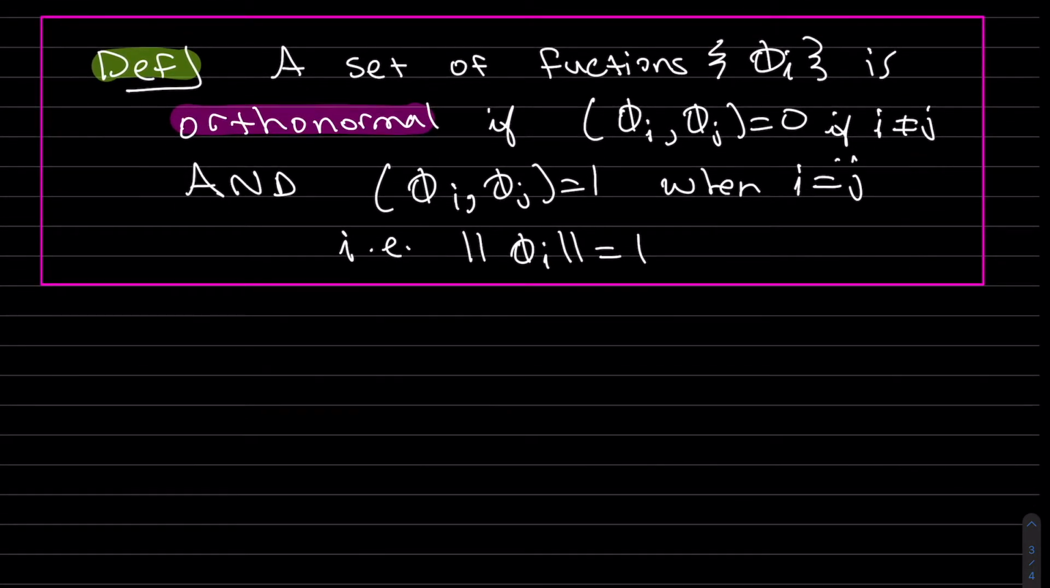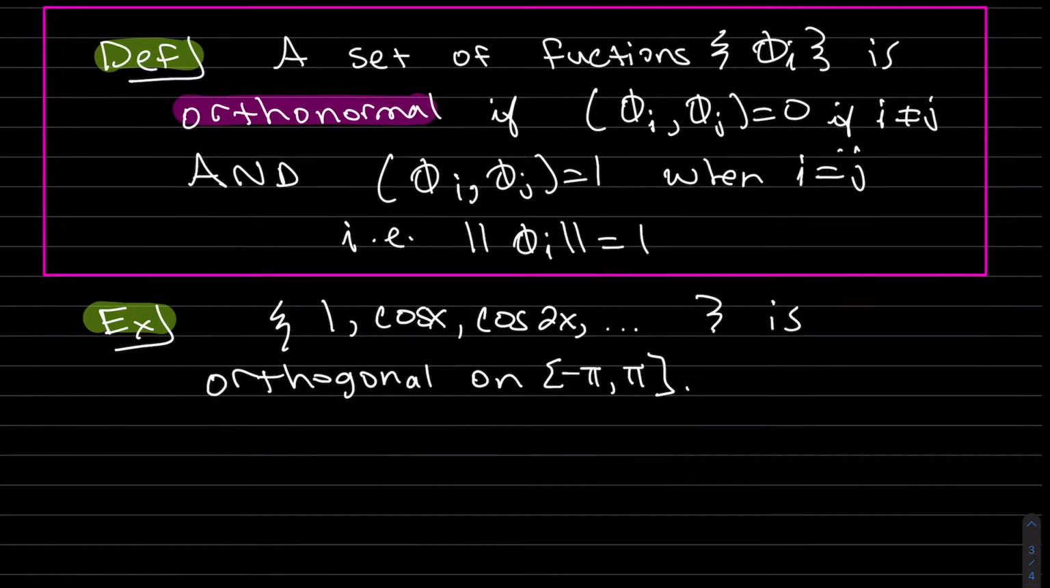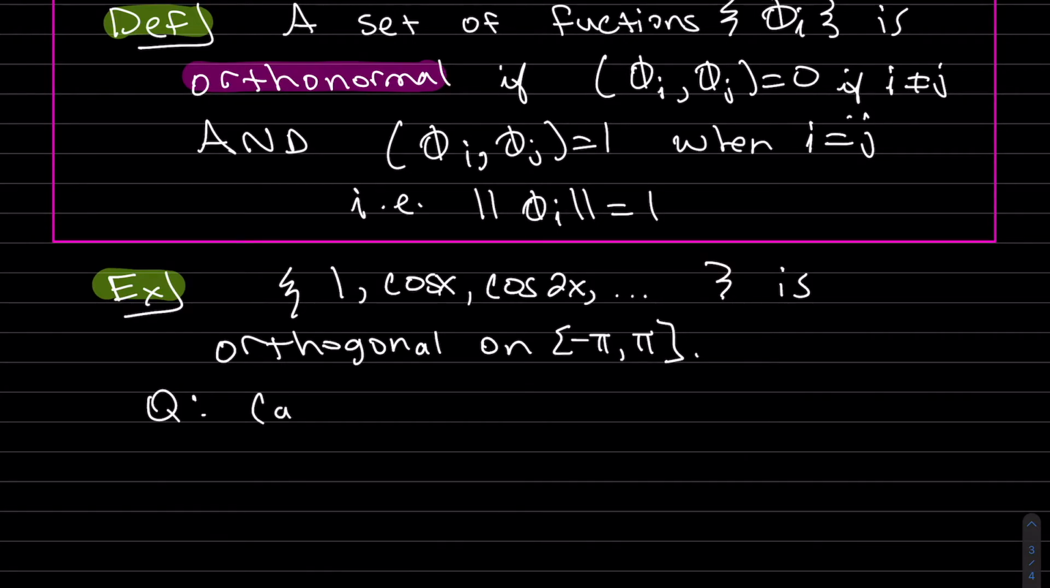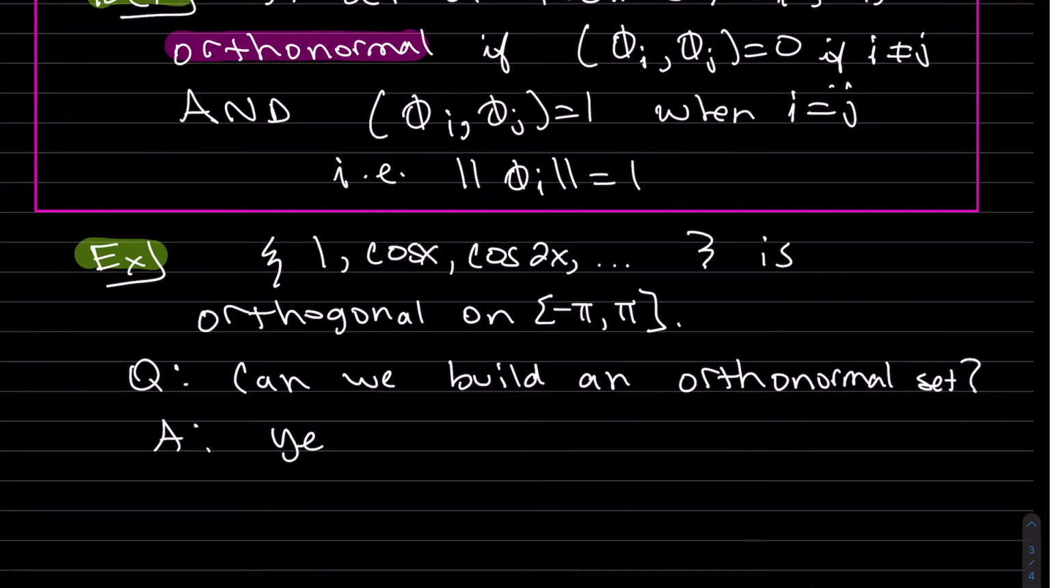So here's an example. We showed this example is already orthogonal, so let's write that, on minus pi to pi. So the question about the set is, can we build an orthonormal set? They're already orthogonal. Can we make them each normal? Yes, of course we can. Why would I ask that if we couldn't? So how do we do it?